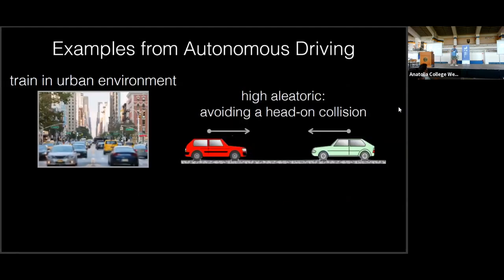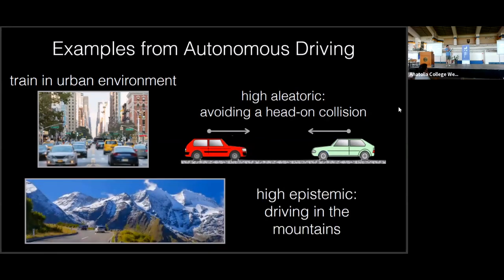Going back to our autonomous driving example, an example of high epistemic uncertainty would be if you wanted to drive the car that was trained in the city into the mountains. You want to take a trip to Switzerland and drive in the Alps. The model is going to have a lot of epistemic uncertainty there because it's never driven in the mountains before. But of course, you can reduce that uncertainty by simply collecting more training data in the mountains. You know if you collect data, it will get better at it. But note that we haven't reduced the aleatoric uncertainty, because you can still have a head-on collision in the mountains. If you see another car coming down the mountain road right at you, we will still have this fundamental uncertainty about what to do.